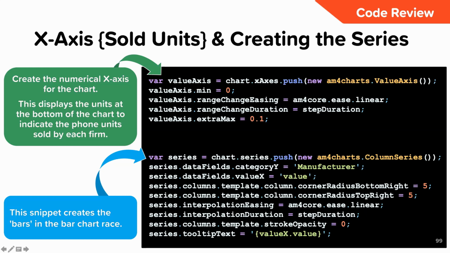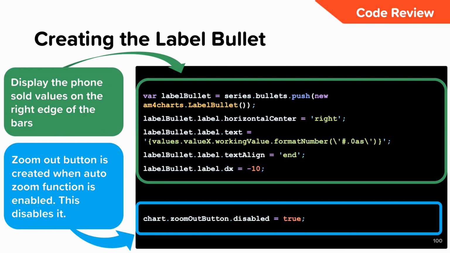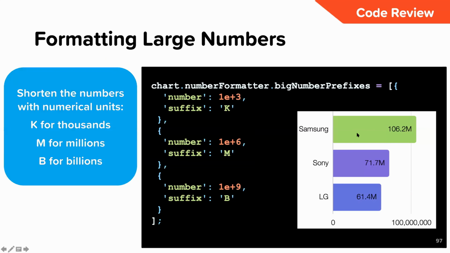And these settings basically tell us what our minimum is and how far we go and what the change looks like. And then we're going to add the columns. So this is where we specify that the y-axis is the manufacturer, the x-axis is value, what the step duration is, the tooltip text, again, lots of different configurable settings for the parameters for the chart. And then display the phone sold values on the right edge of the bars, which is here is what we're talking about. As these bars go up, this number persists along the leading edge of these bars.